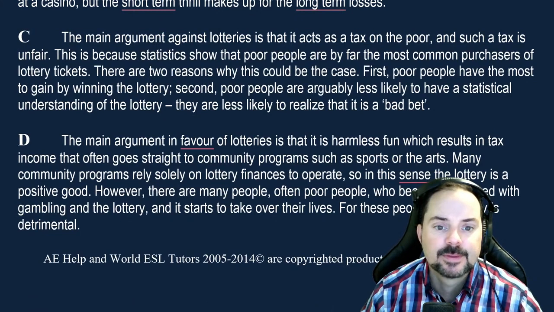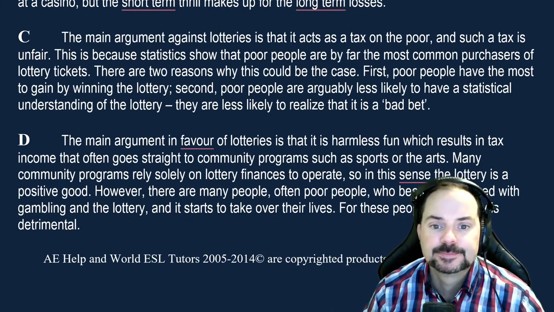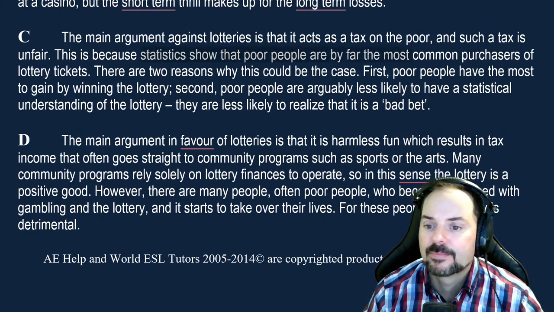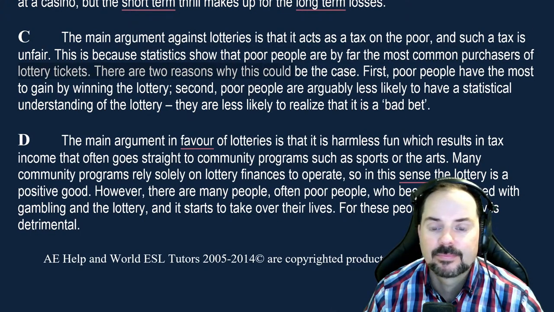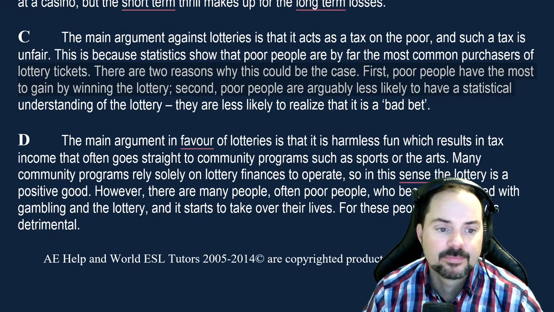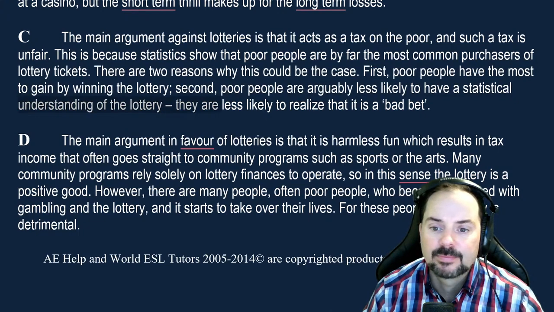The main argument against lotteries is that it acts as a tax on the poor, and such a tax is unfair. This is because statistics show that poor people are by far the most common purchasers of lottery tickets. There are two reasons why this could be the case. First, poor people have the most to gain by winning the lottery. Second, poor people are arguably less likely to have a statistical understanding of the lottery. They are less likely to realise that it is a bad bet.